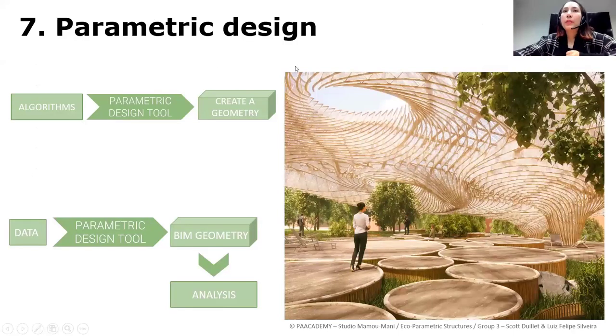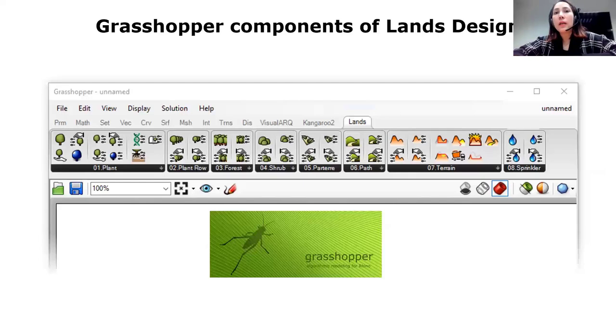You may know the term parametric design. We use algorithms, and by a parametric design tool in Rhino, by use of Grasshopper, we create a geometry. Or we associate data to the model by use of a parametric design tool. In this way, we do different kinds of calculations and analysis. This is an advanced feature that is possible in the Rhino version of the program. So as I said, we have Grasshopper as the parametric design tool of Land Design.